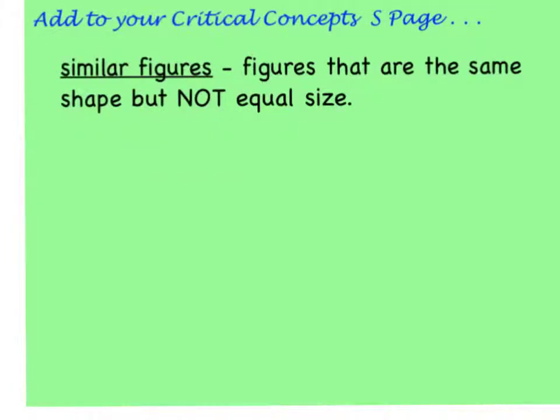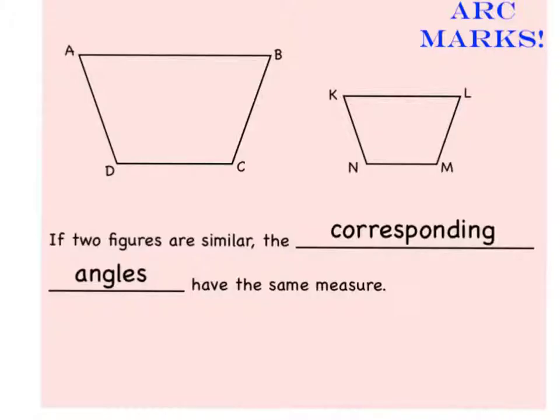Please open up your binder to your Critical Concepts section and find your S page and write this definition for similar figures. Similar figures are figures that are the same shape but not equal size. They are not the same size. All right, let's take a look at two quadrilaterals that are similar.